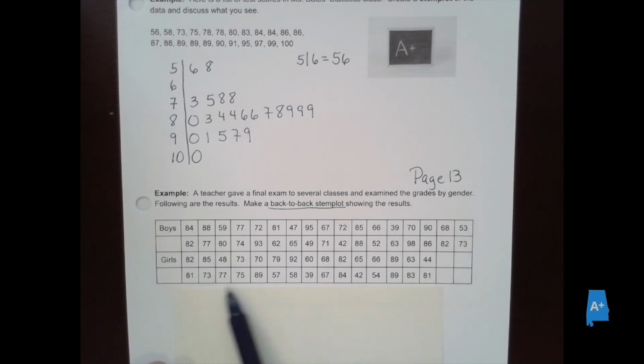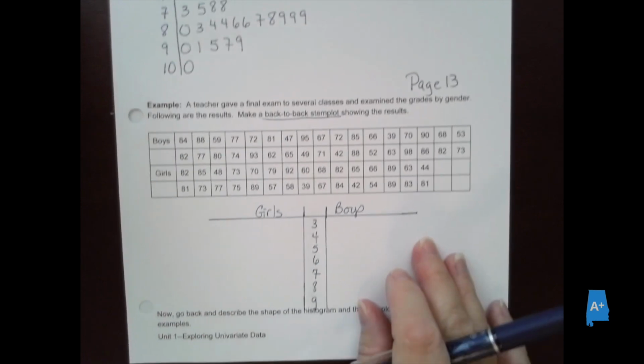But I don't see anything lower than a 30. And I don't see 100 either. So do I see any 90? There's a 90. So I know at least I have one. So I think I need to go from the 30s to the 90s, right? So I've already kind of set that up a little bit.